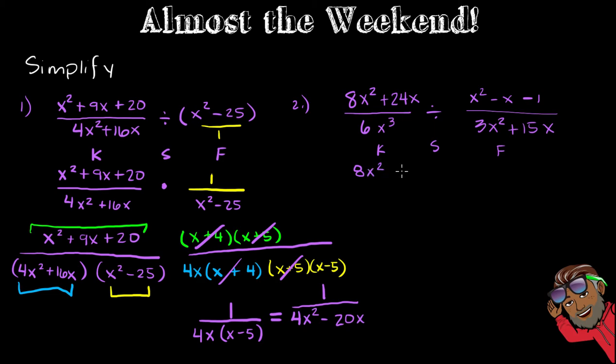So we have 8x to the power of 2 plus 24x times, actually, I should not skip steps. Let's show everything. So we're going to keep it, 6x to the power of 3, times. We're going to switch the division, and then we're going to flip the second fraction to 3x to the power of 2 plus 15x divided by x to the power of 2 minus x minus 1.